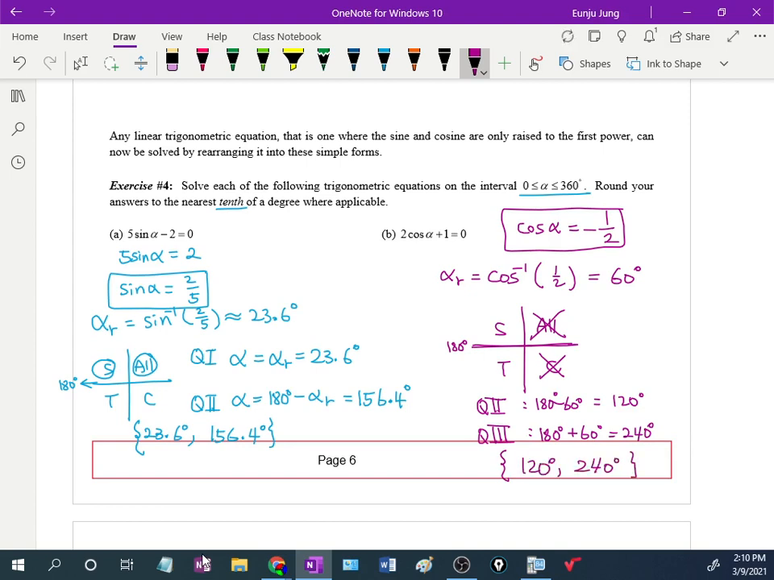Since this is a periodic function, we have more than one solution, okay? More than one solution since it's a periodic function. That's why we have a limitation of the interval. So we can have several countable numbers as solutions. If we rotate more, we can possibly have more solutions. So that's how we solve simple basic trig equations.